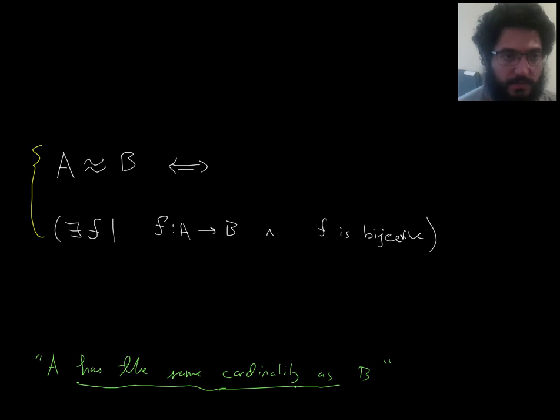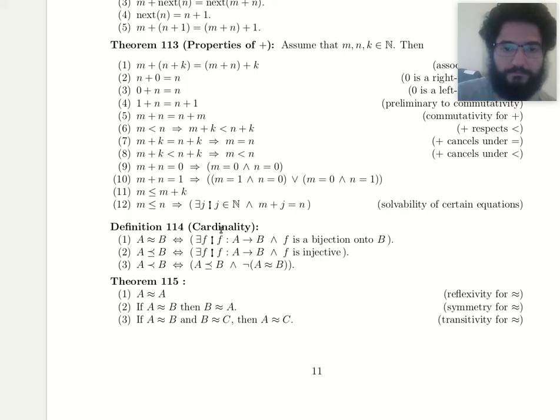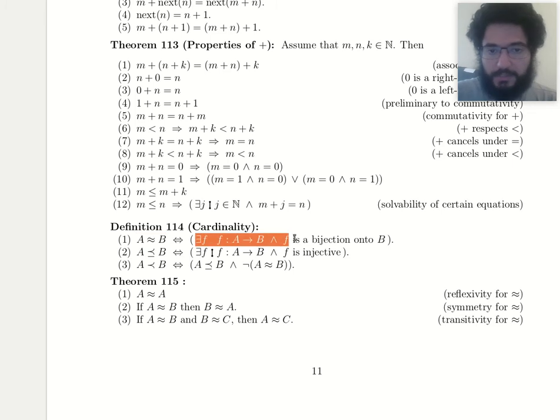So this is a definition, an official definition. Definition 114, part 1 here. So A has the same cardinality as B if and only if there's a bijection from A onto B. Notice that the F is bound here, so this is not saying anything about F in particular. It's only a relationship between A and B.